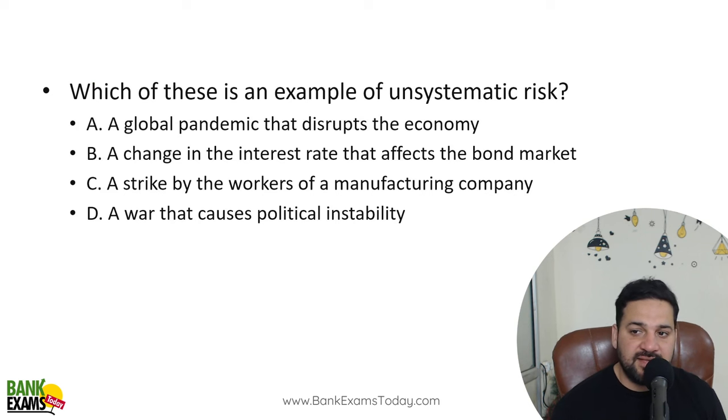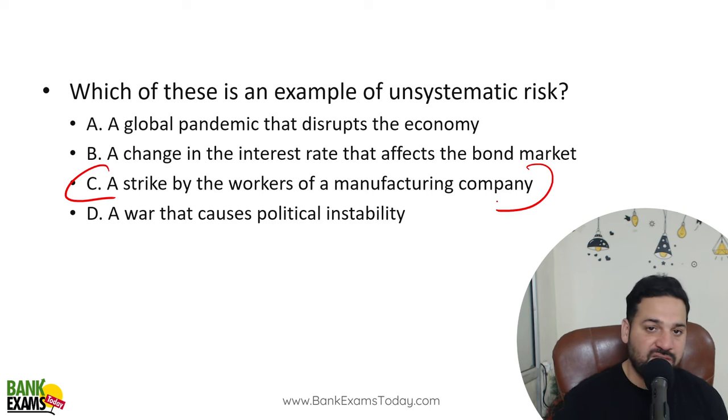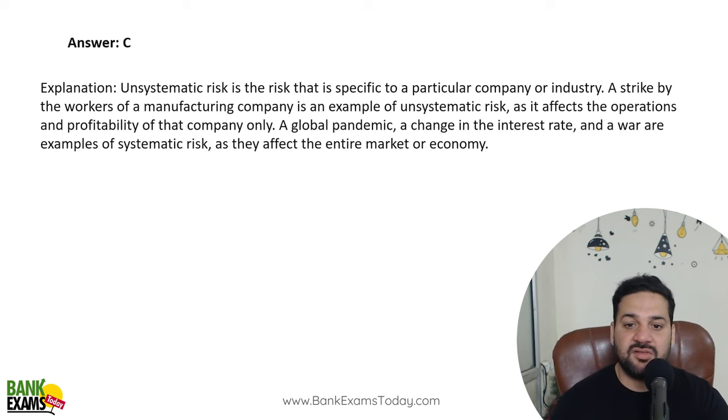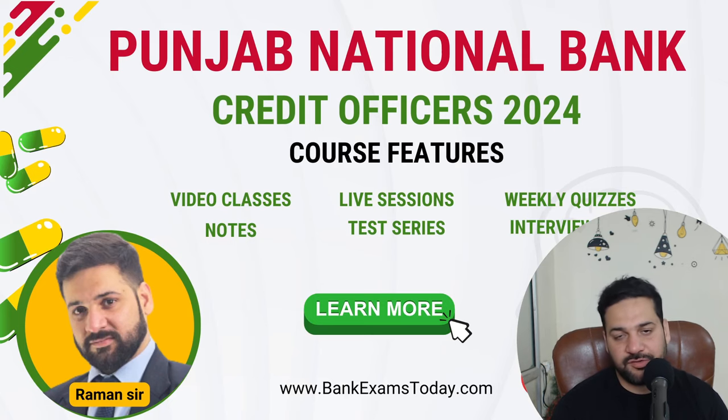Which of these is an example of unsystematic risk? Isme se kya example hai unsystematic risk ki? A global pandemic that disrupts the economy. That's a global pandemic. Systematic risk. A change in interest rate that affects the whole bond market. A strike by the workers or a war that causes political instability. Strike hai kisi company ki. That is a company specific risk. So that is an unsystematic risk. Okay, C is the correct answer.